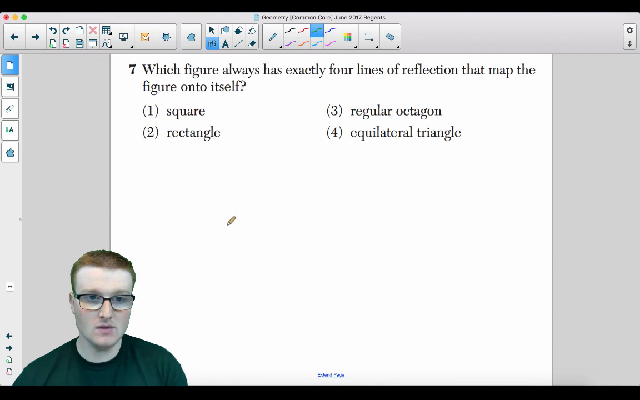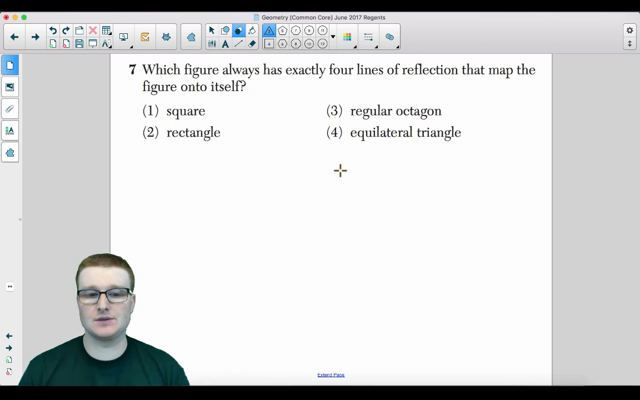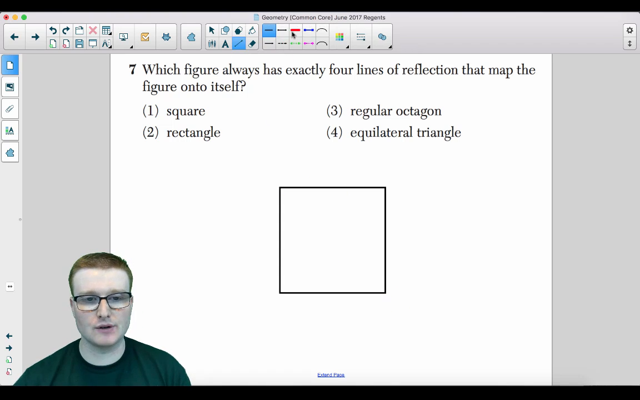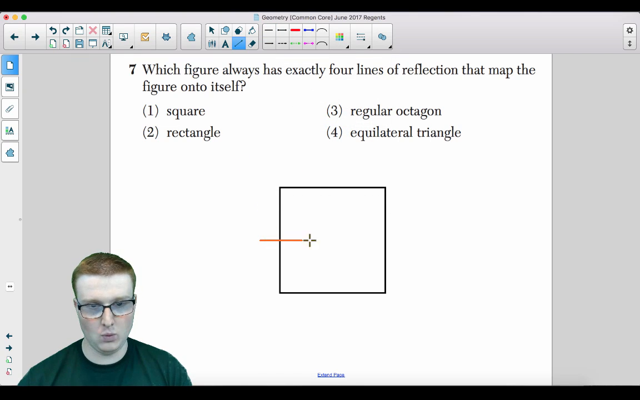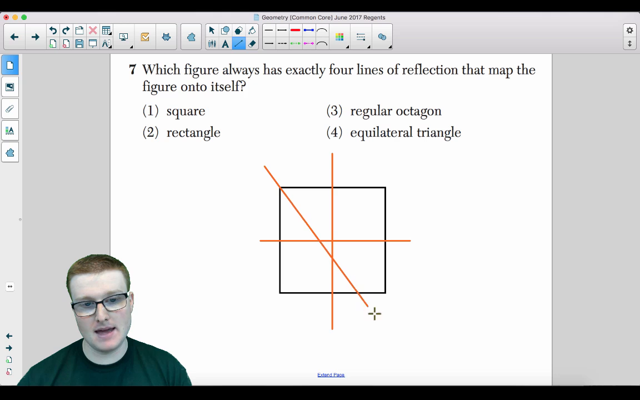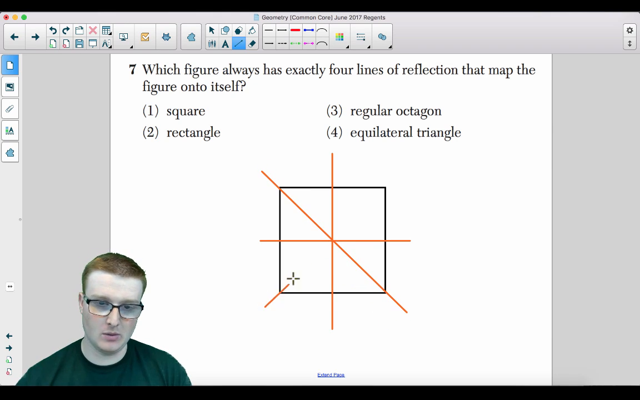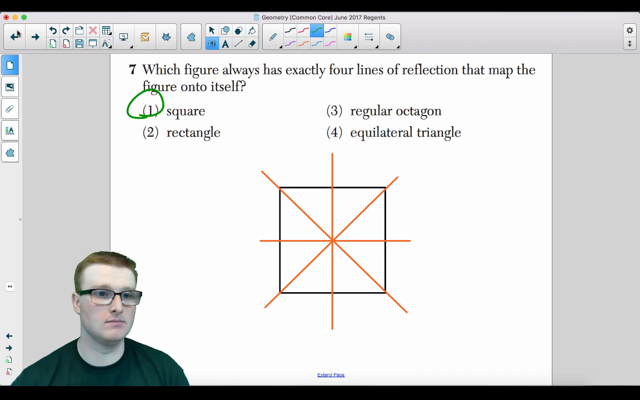Okay, number 7. Which figure always has exactly 4 lines of reflection that map the figure onto itself? In other words, which of the following shapes has 4 lines of reflection? All right, let's draw a square. Choice 1 shows a square. Can I draw 4 lines of reflection in this square? Well, let's see. I have one horizontally down the middle. I have another one that's vertical, like that. Then I have one down the main diagonal, like so. And I have another one in the other direction. Boom. Done. Choice 1. Move on.